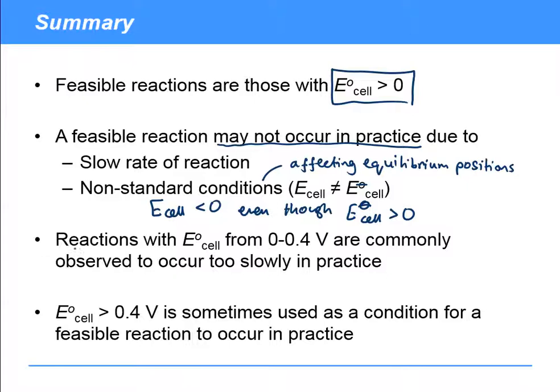Now, commonly, reactions where you see an E cell from between 0 and 0.4 volts are observed to occur too slowly in practice. And therefore, E cell greater than 0.4 volts is sometimes used as a condition for a feasible reaction to occur in practice. It's not exact, but it's just an empirical rule of thumb that's been developed.